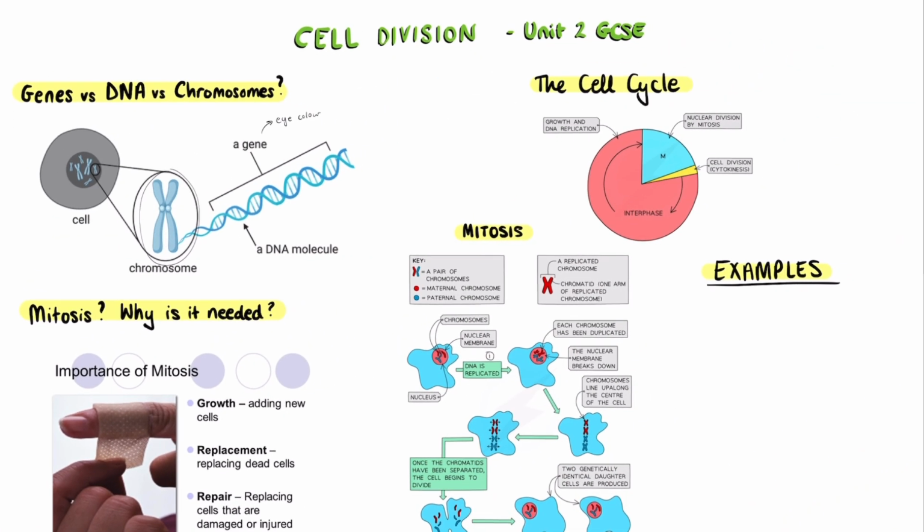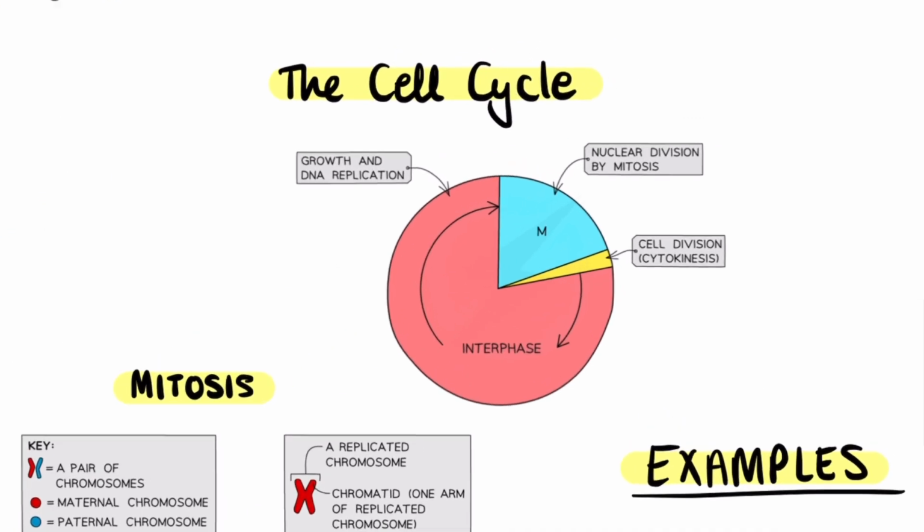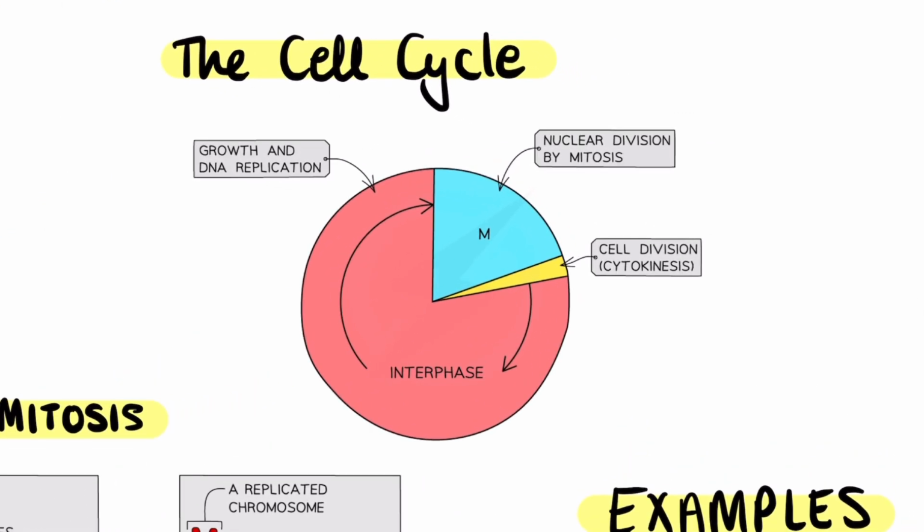Okay, so now let's break down what the cell cycle is. Every cell goes through the cell cycle, and at GCSE level, you need to know it in these three parts. We've got interphase, number one, when it's growing and the DNA is duplicating, getting ready for mitosis when it splits into two identical cells. Then we've got mitosis itself, and then we've got cytokinesis, which some people include as part of mitosis, but it's just when the cell's splitting into two.